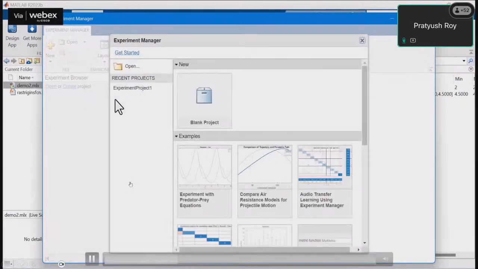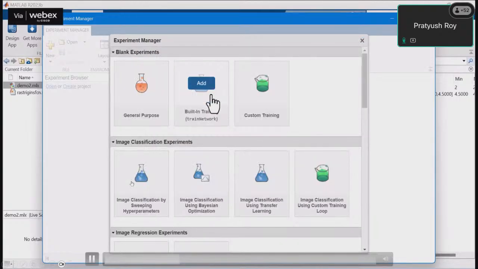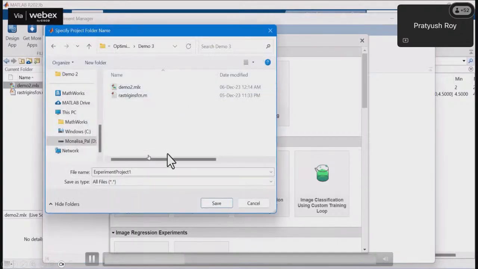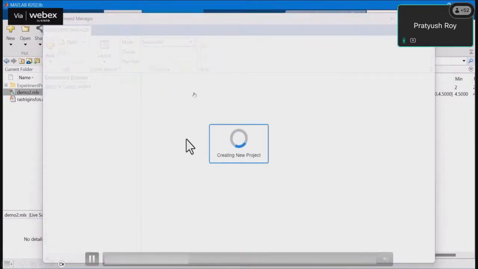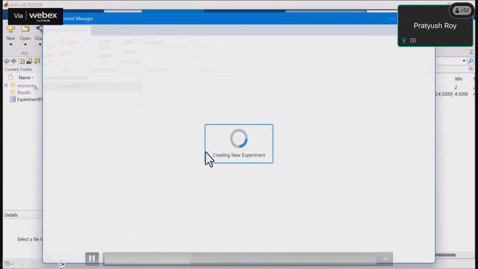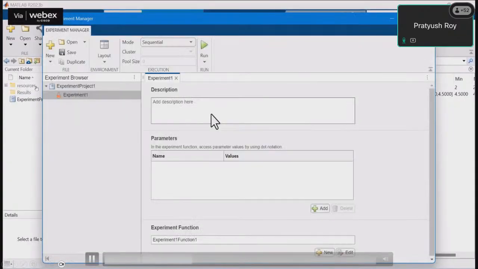So now I am just creating a blank project, and you can create any general purpose experiment as well. But let me save a very general purpose one. It will create a folder for the same. Okay. So for this particular experiment, initially, I will add a description, which is: sweep over population size and maximum number of generations for my genetic algorithm experiment.